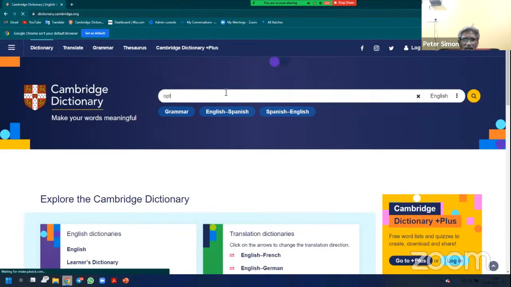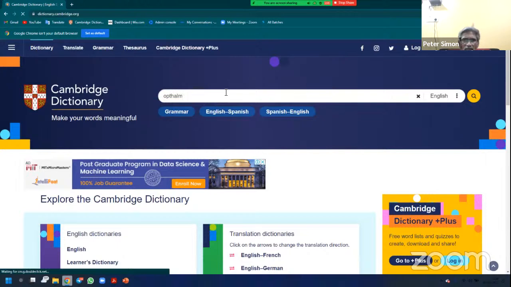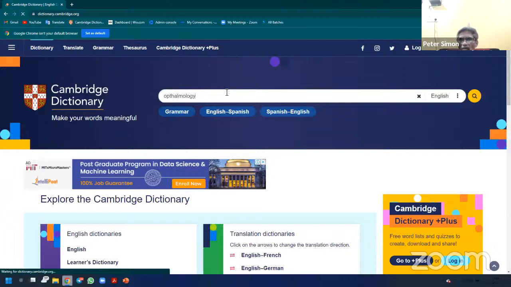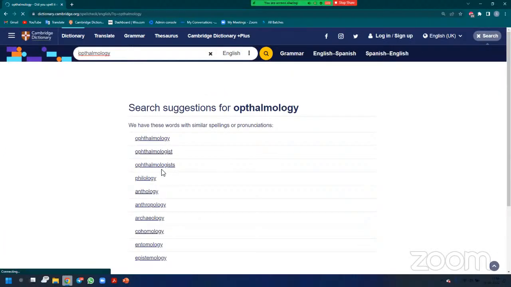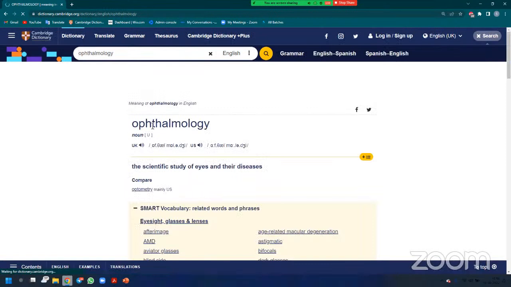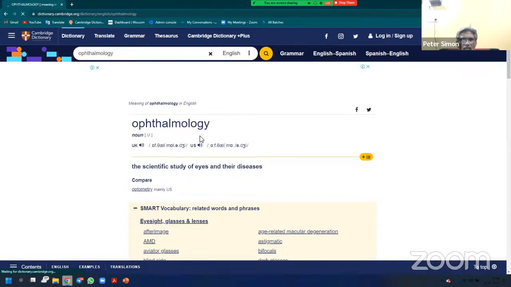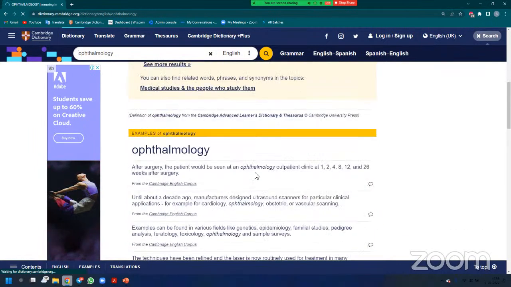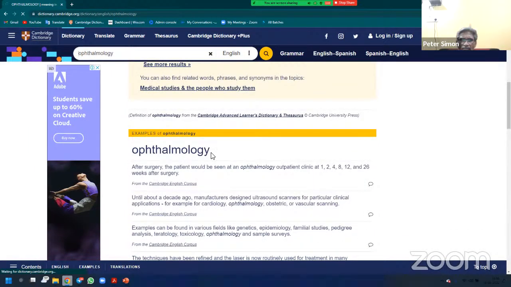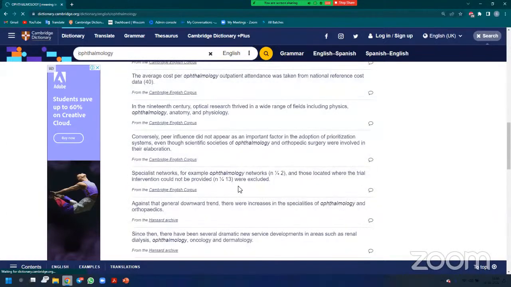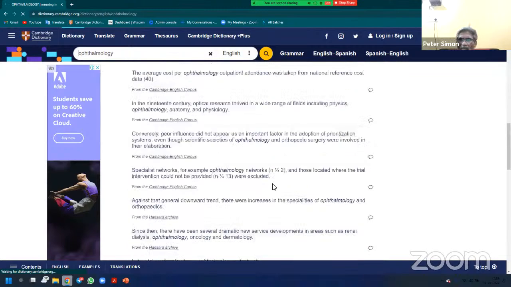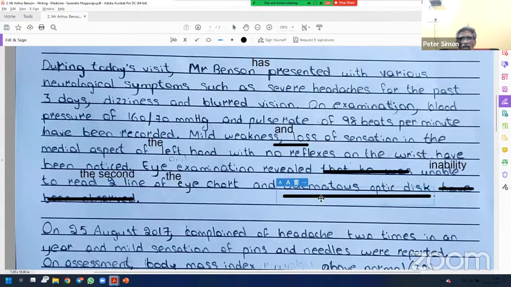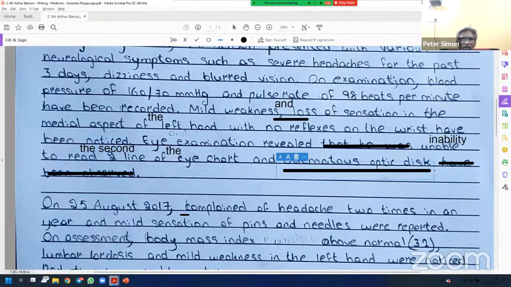I don't know what is the correct word for that one. Ophthalmology. Yes, scientific study of eyes and their diseases. Okay, you can say logical, right? So you could have used that word. Examination revealed. Okay, on 25 August 2017.